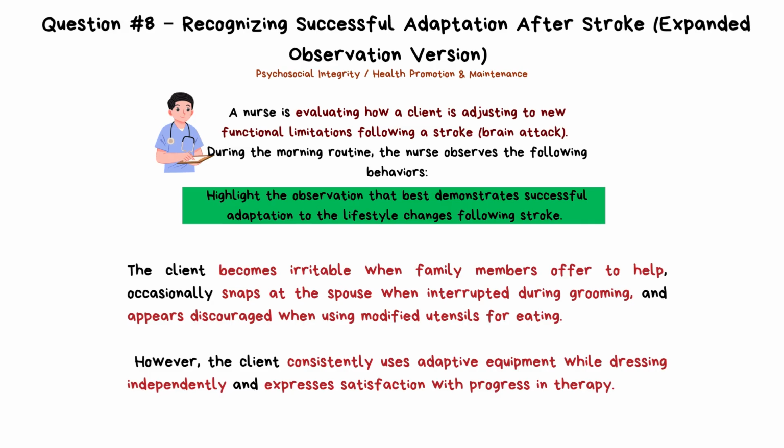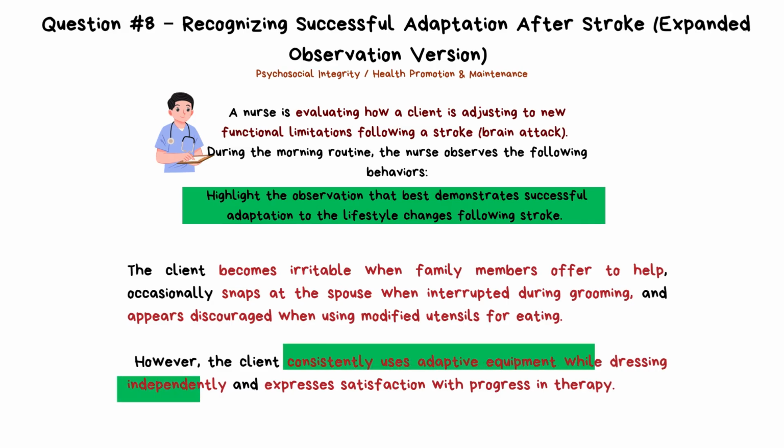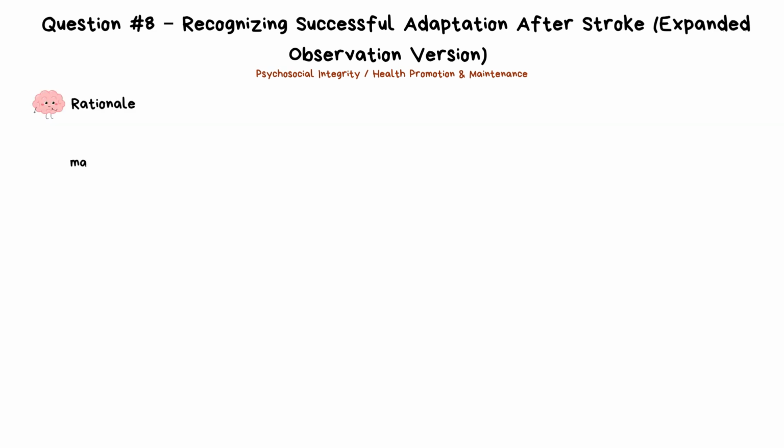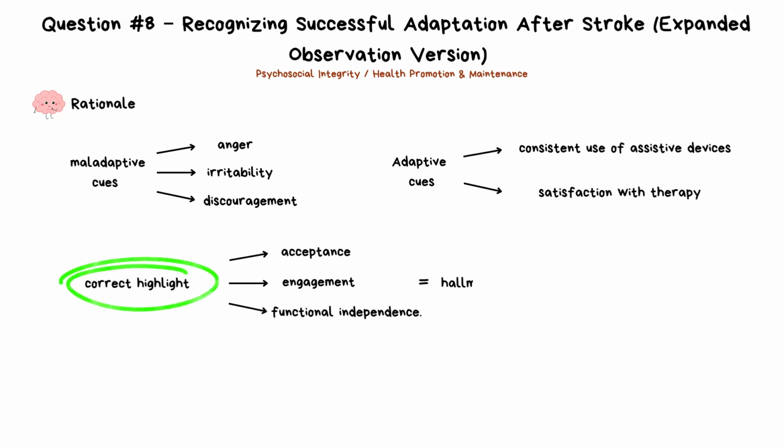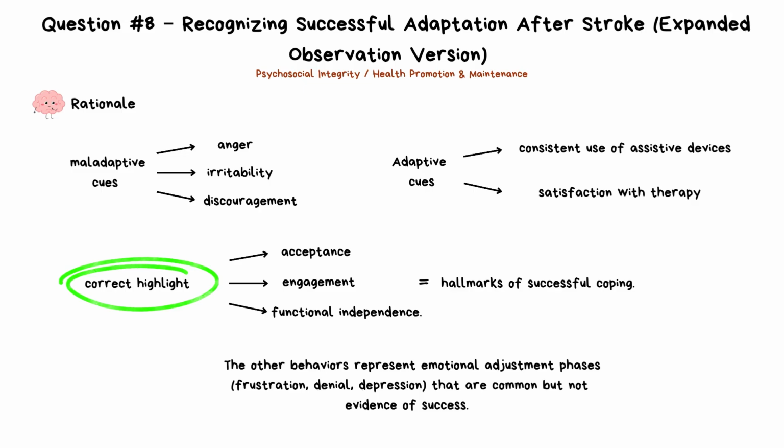If you highlighted consistently uses adaptive equipment while dressing independently, that's exactly right. Here's the reasoning. After a stroke, it's normal for clients to move through emotional stages like denial, frustration, and discouragement. But consistent use of adaptive tools and satisfaction with therapy show acceptance and engagement, the hallmarks of coping and successful adjustment. The other cues, irritability, anger, and discouragement, reflect early emotional struggles. Those are understandable, but don't yet show successful adaptation.